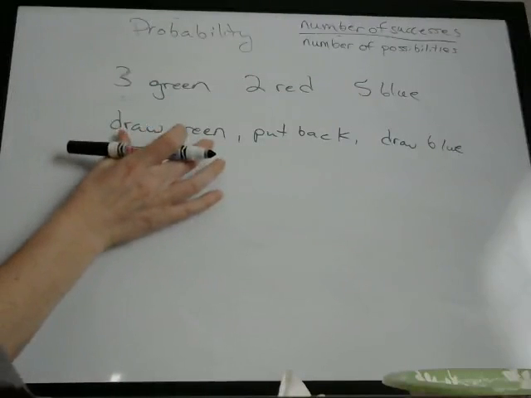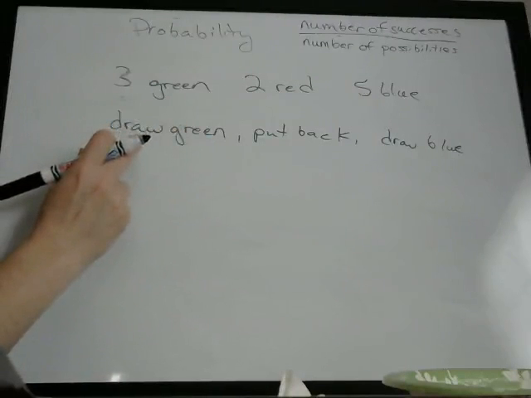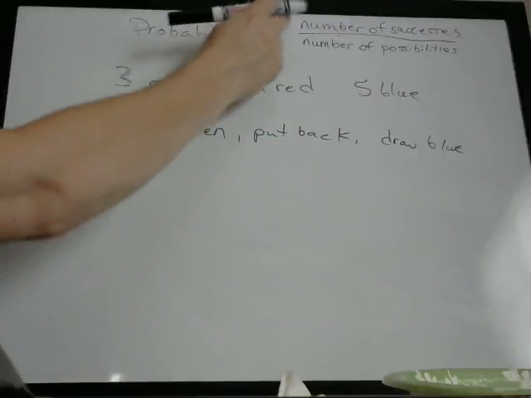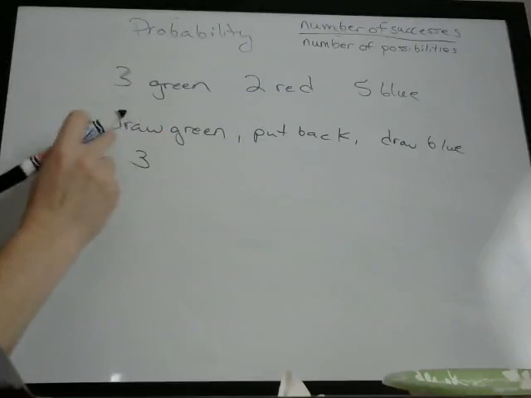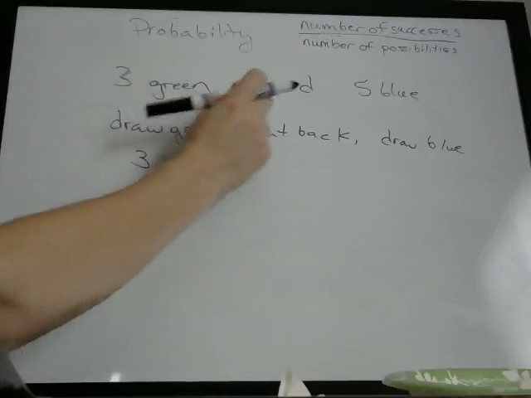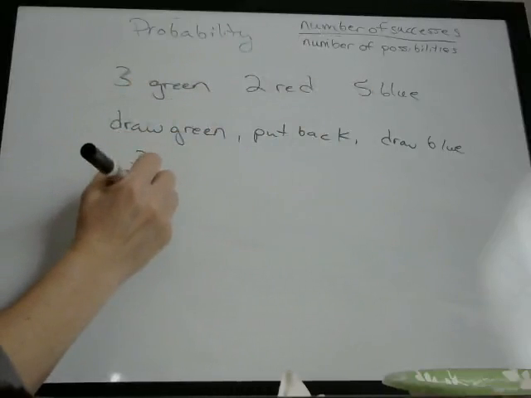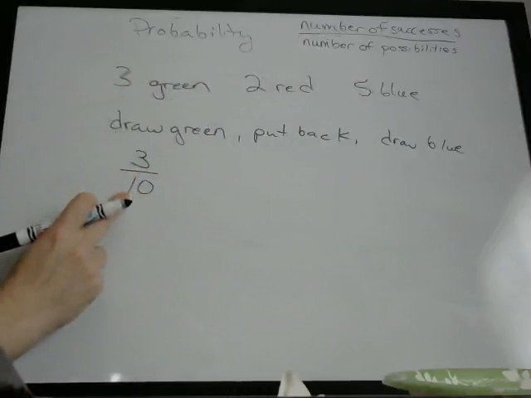So we first look at this one. What's the probability that we're going to draw a green? Well, again, there's 3 green, so our number of successes is 3. Our number of possibilities, there's 10. So the probability of drawing a green is 3/10.